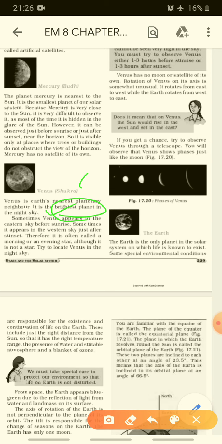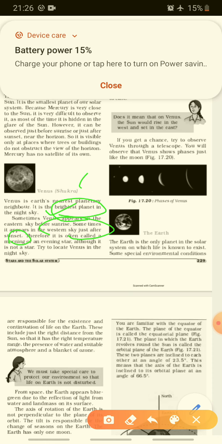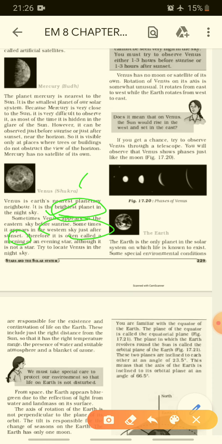Venus is the brightest planet in the night sky. Sometimes Venus appears in the eastern sky before sunrise, and in the western sky just after sunset. Venus has no moon, no satellite of its own, just like Mercury. Mercury does not have a moon or satellite, and in the same way Venus does not have a satellite of its own.